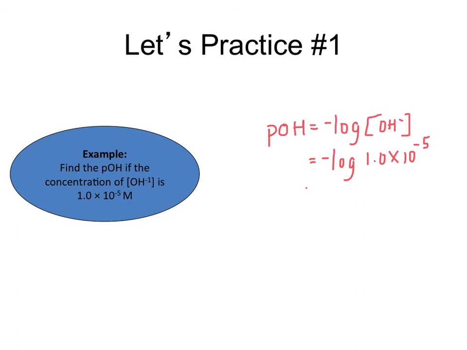I'm going to put the negative button in, press the log button, type in 1e negative 5, and I will end up getting 5.00 as my answer. Remember again that however many sig figs you have in your concentration, that's how many digits you need to express your answer to the right of the decimal point. This is only a technique that is used when working with logarithms.